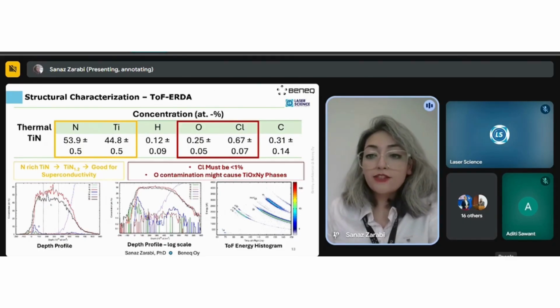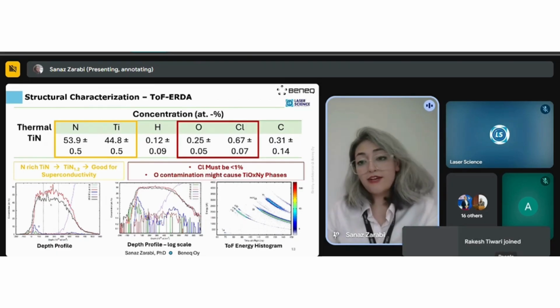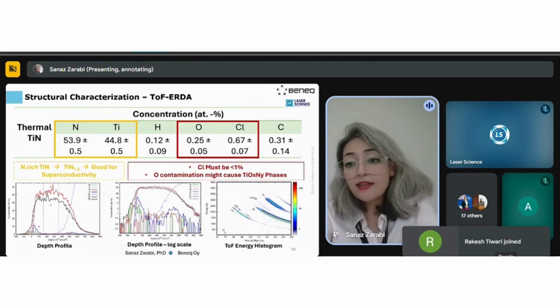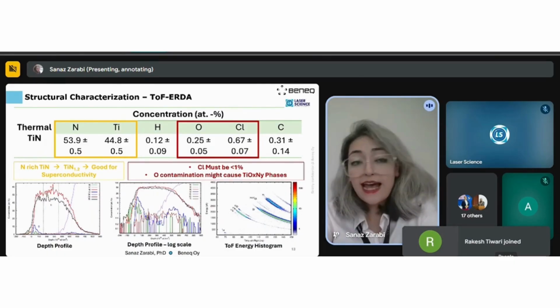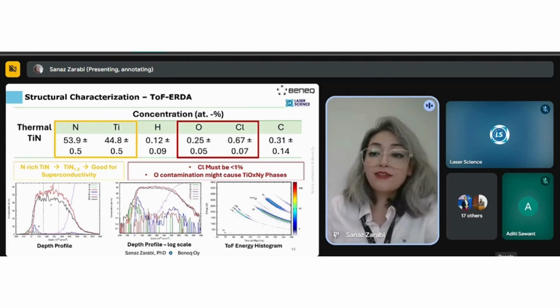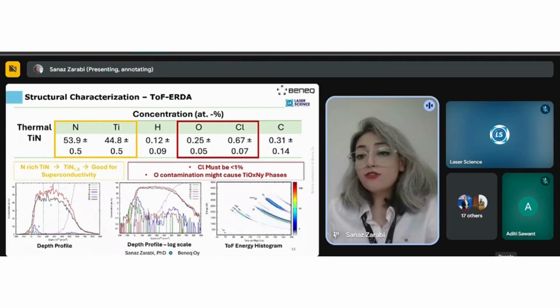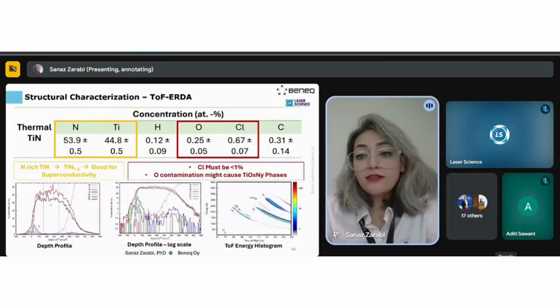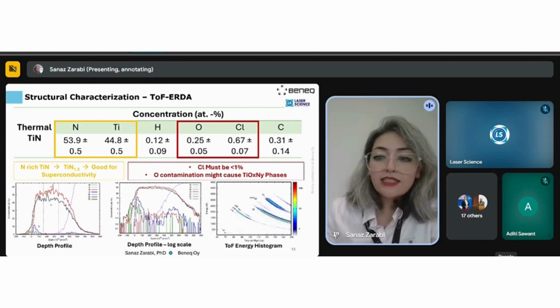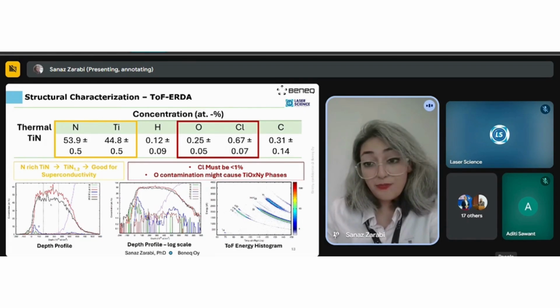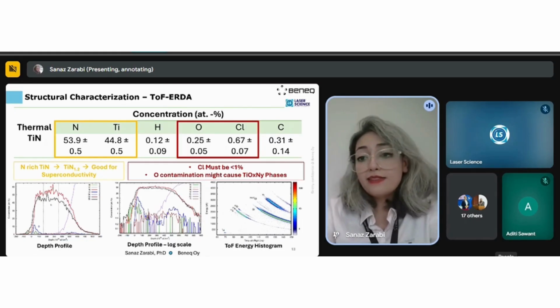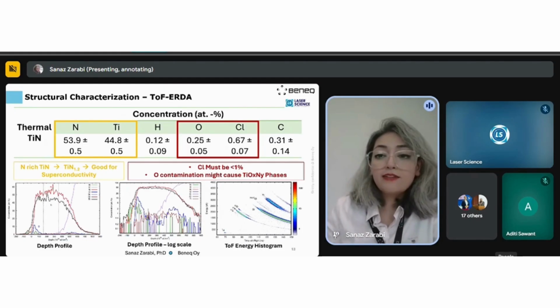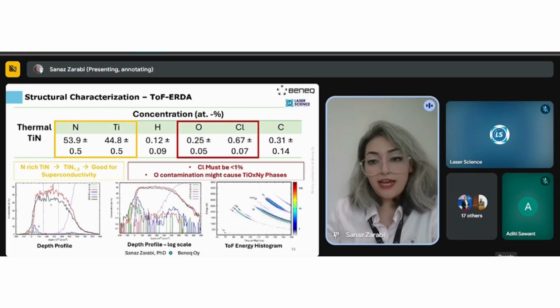This slight excess of nitrogen plays a beneficial role in several ways. It helps suppress titanium vacancies, which otherwise act as scattering centers and degrade superconductivity. It also prevents the formation of non-metallic titanium phases, such as titanium oxynitride, which are less conductive and do not exhibit superconductivity. Instead, it stabilizes a more stoichiometric and metallic tin nitride phase, which is essential for achieving robust superconductive behavior.